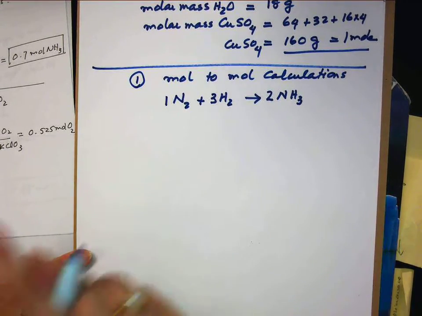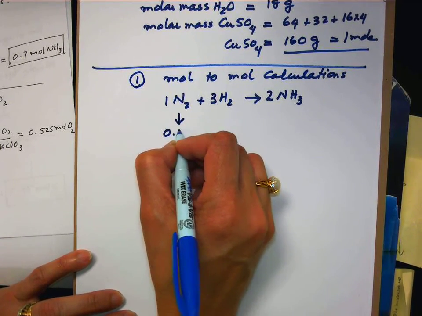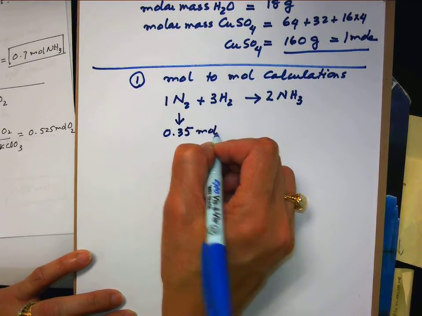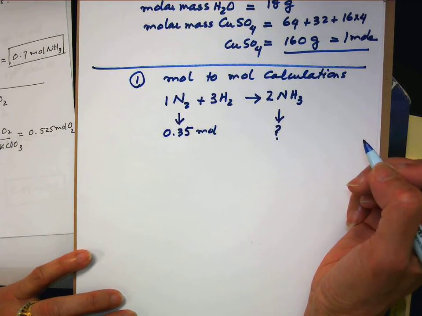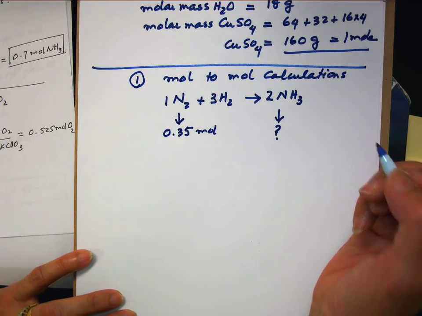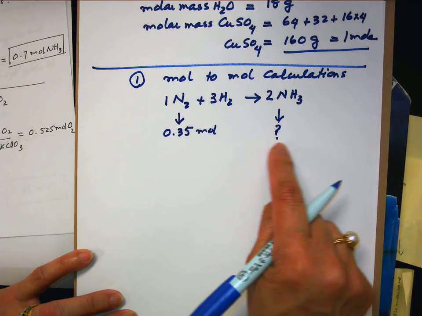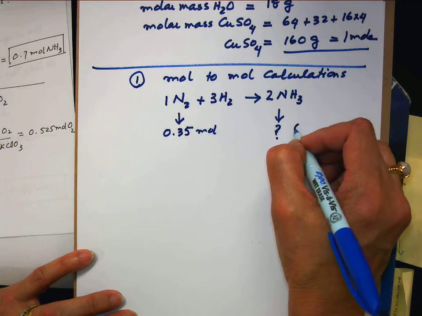Okay? So the problem here is if nitrogen is given as 0.35 moles, how much will ammonia be? Can you do it in your head? What is the ratio? 1 to 2. So if it is 0.35, how much will this be? Paul? Paul? 0.7. How do you get 0.7?